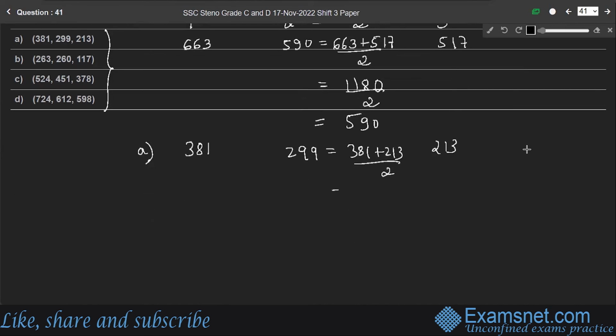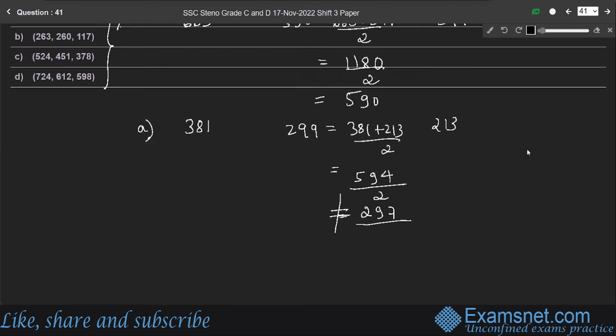We'll check. So you'll get 1 plus 3, 4, 8 plus 1, 9, 3 plus 2, 5 by 2, which is equal to 2 into 2, 2 into 9, 2 into 7. So 297 is the right answer. But according to the option, 299 is the second number. So option A doesn't follow the logic of the given set of numbers.